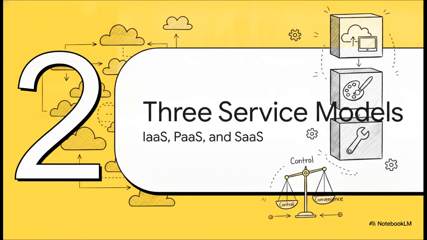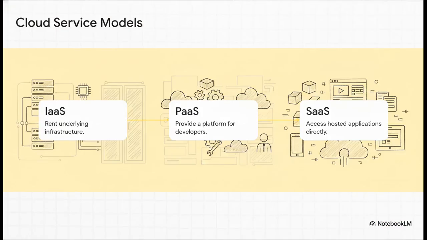Moving right along to Section 2, the three service models. That's IaaS, PaaS, and SaaS. Let's completely dissect the current DNA of the cloud. I want you to think of these models like a giant stack of building blocks, where each block trades a certain level of control for convenience.